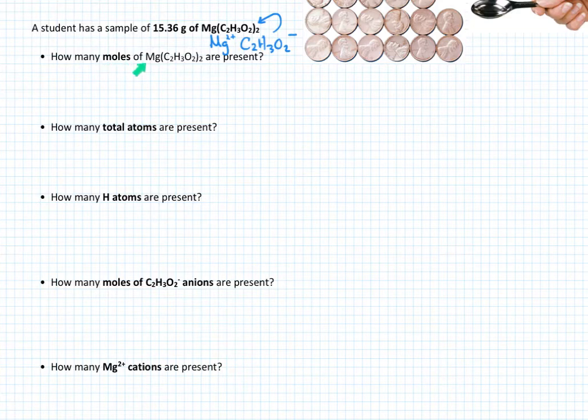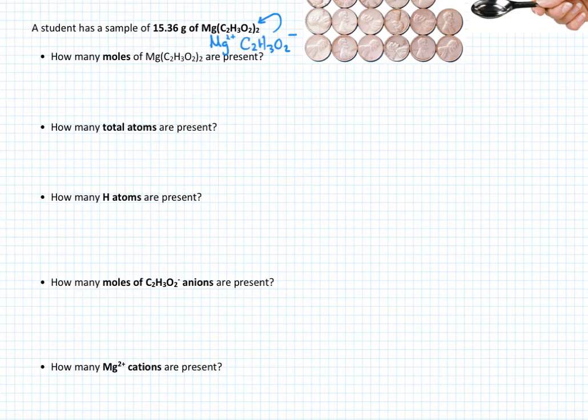ask. How many moles of this are present? How many total atoms are present? That means all the atoms combined. How many hydrogen atoms are present? How many moles of this acetate ion are there? And how many total magnesium cations are present? These are all kind of typical questions you can get with this problem. So we're starting with one piece of information, and like 5 different questions can be asked by someone mean like me. So how do we do this?